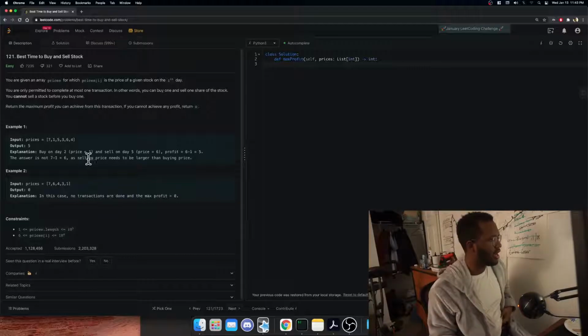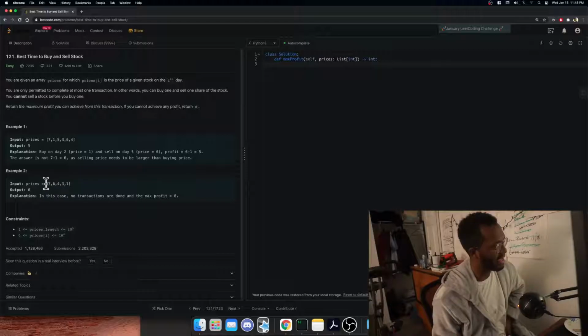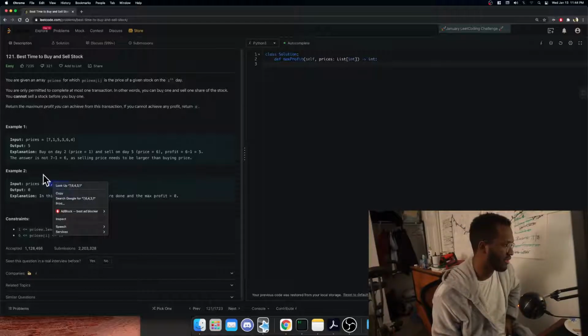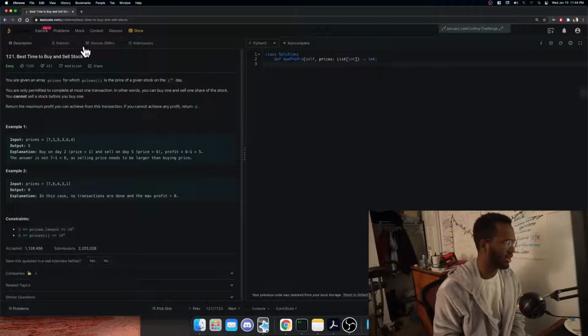In this other example, the prices are decreasing, so you can't really make any money. If you buy on the first day for 7, you can't sell ever again to make any money. Neither with any of the other elements in the list. So how do we go about solving this?